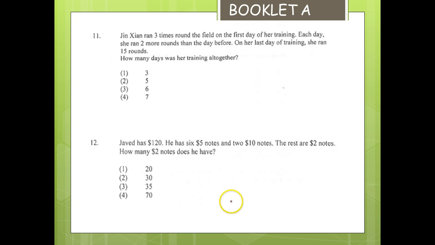Question 11. Jing Xian ran 3 times round the field on the first day of her training. Each day she ran 2 more rounds than the day before. So first day, she ran 3 rounds. Second day, she ran 3 rounds plus 2. Third day, she ran 3 rounds plus 2 plus 2. I know that every day she adds 2 more rounds.